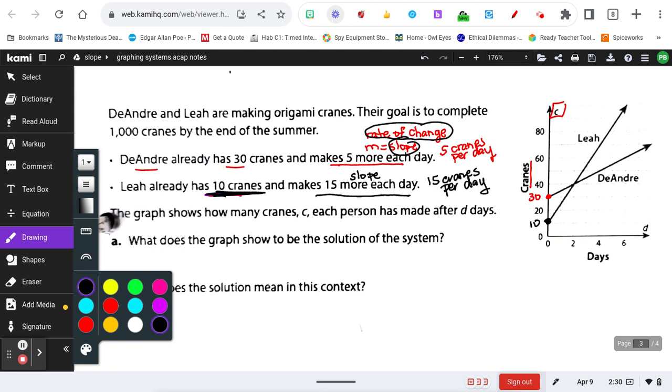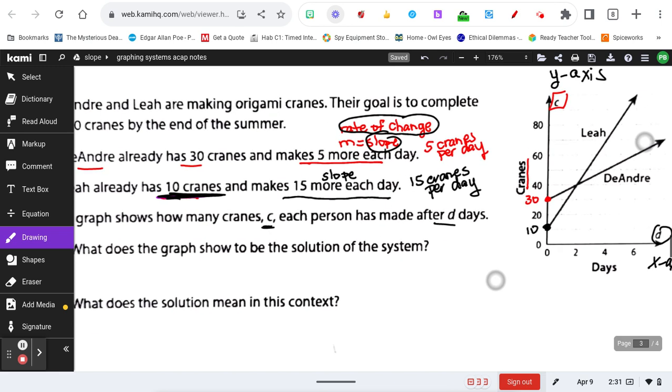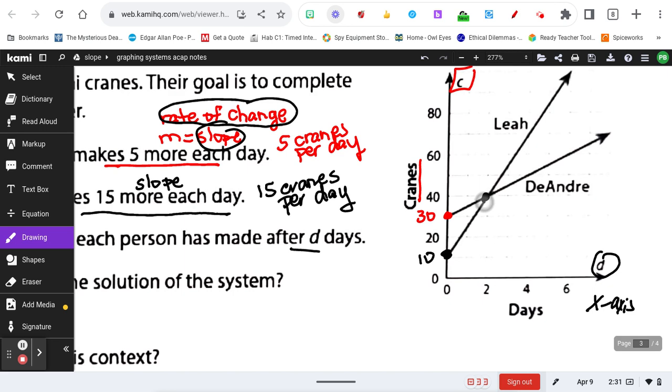Okay, all right now. So we understand the graph. The graph shows how many cranes C, and they put C on the y-axis. On the x-axis, instead of x, they put D for days. It doesn't matter though. It says the graph shows how many cranes each person is making after D days. All right, what does the graph show to be the solution of the system? So where do they intersect? Okay, they intersect right here.